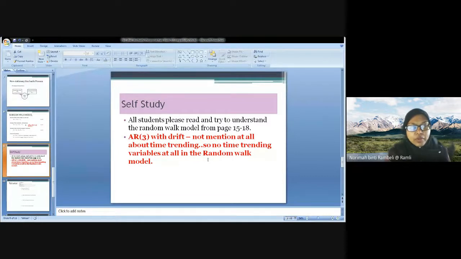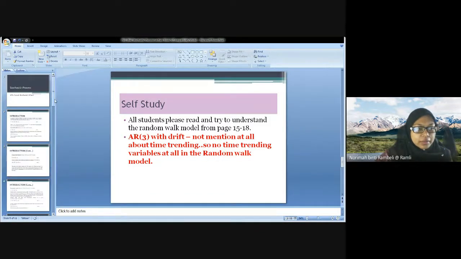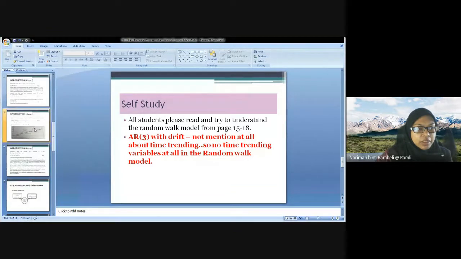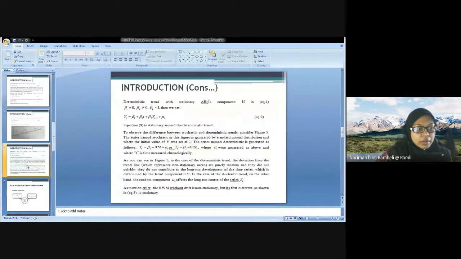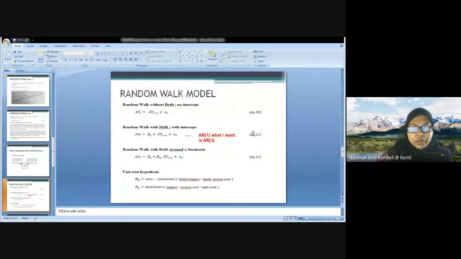Okay, if anyone wants to share? I don't want to give the answer because the answer is here. It's already here in the equation. Equation 11. This is the answer, but not exactly like what I want. Macam ni ke doktor? Okay, let me see. Who gave the answer?